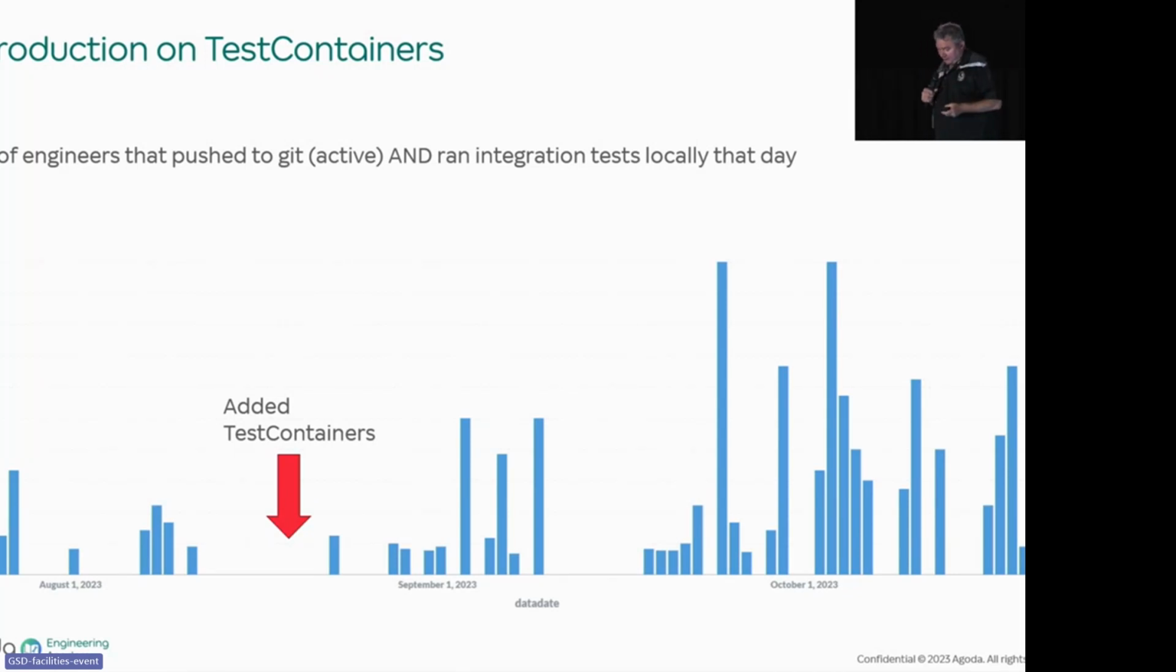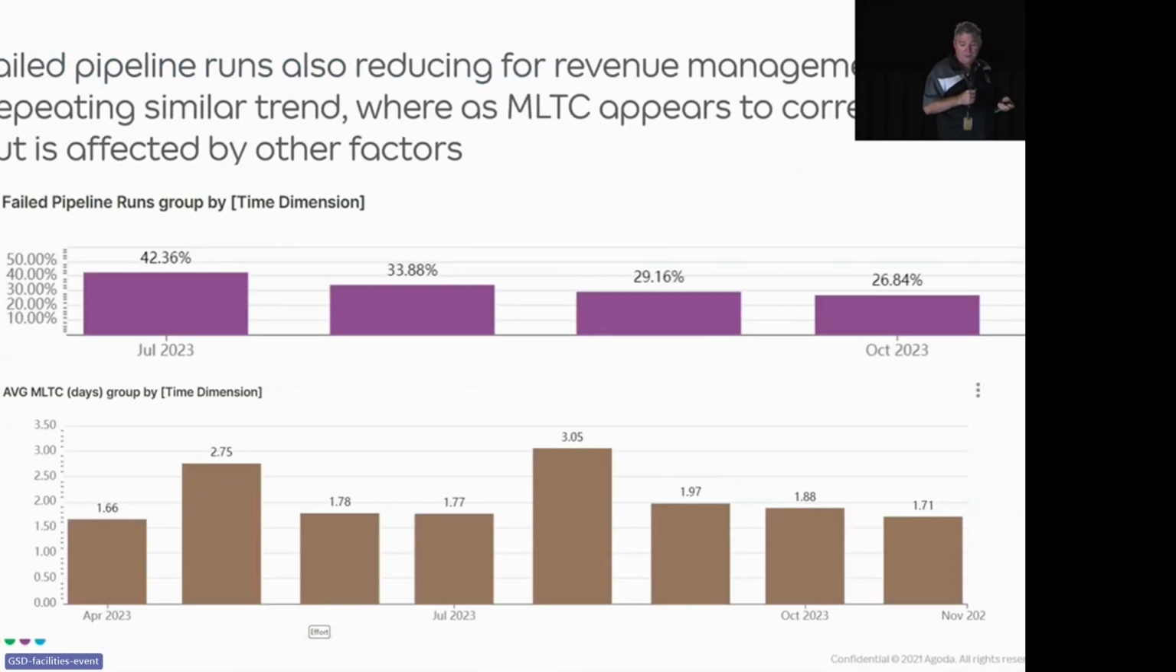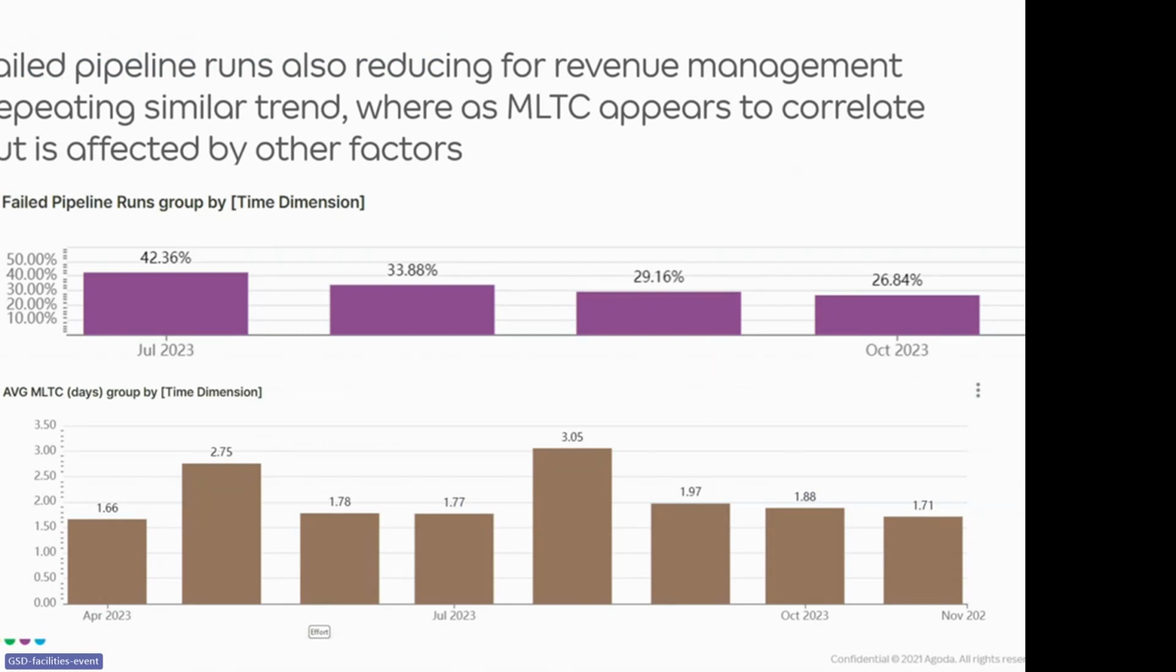And you can see the data that we looked at here was the number of engineers that are pushing to Git, and on the same day, they're running the integration test locally. And we saw over time, after adding test containers, more and more engineers were running locally. And we also saw a correlation with failed pipeline runs. And there's kind of a correlation with MLTC, but it's a bit noisy. So I'd recommend looking at test containers.